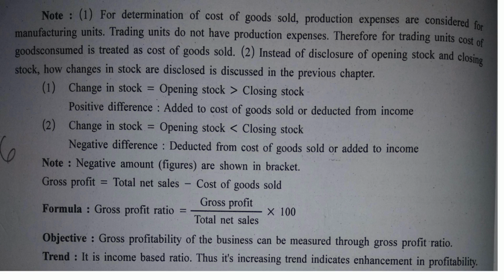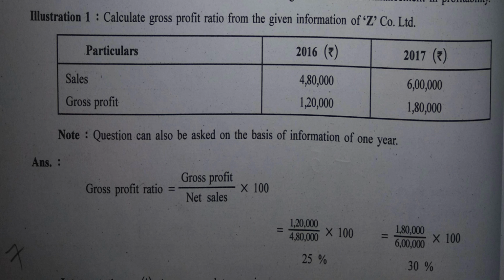The objective is to measure the gross profitability trend. The increasing trend of this ratio indicates enhancement in profitability. Obviously, if the gross profit ratio is higher, it indicates that the business is making more profit. Simple. So, let us move towards the practical calculation of sums.